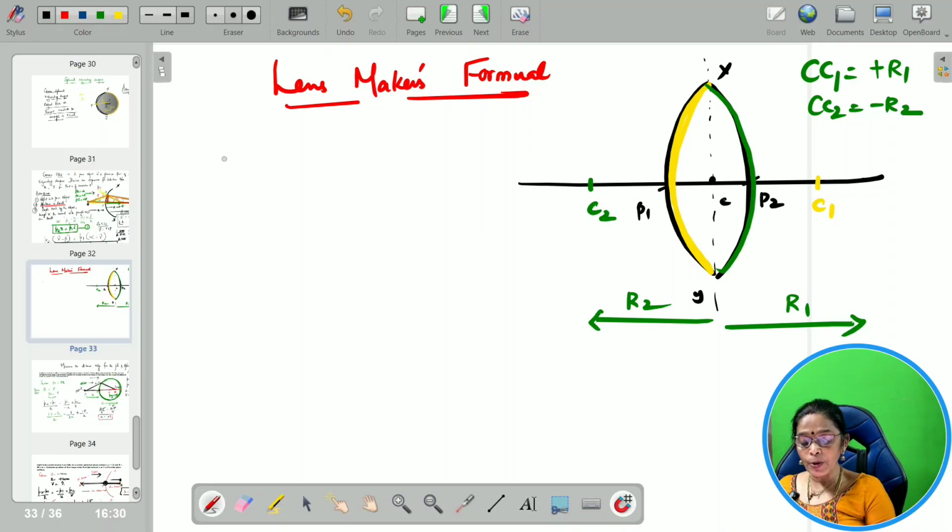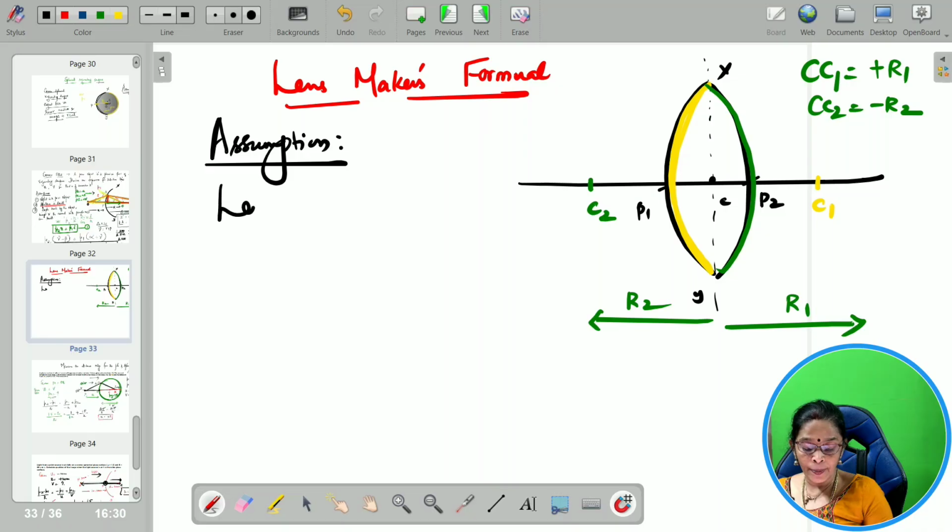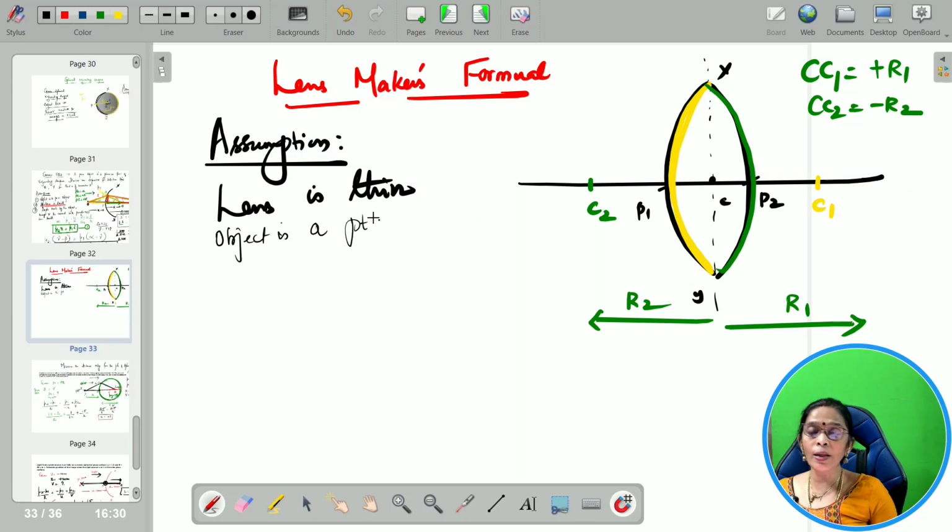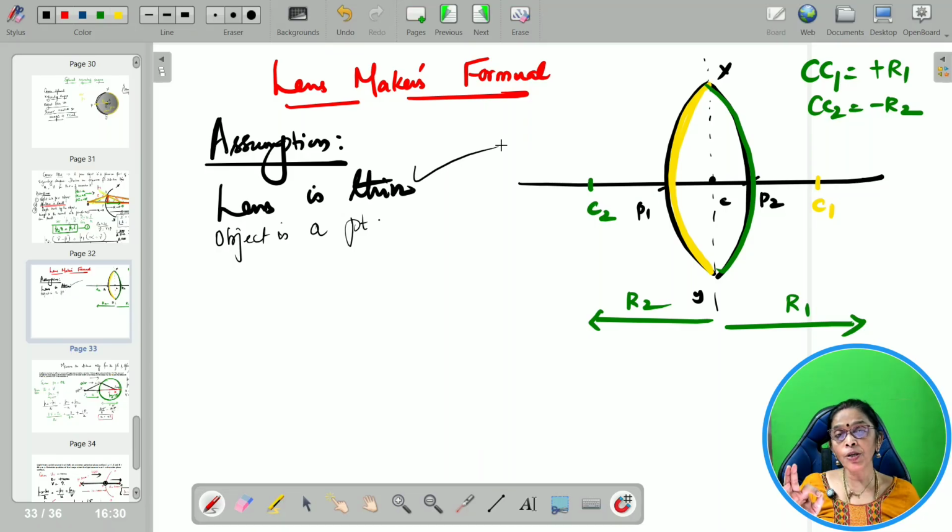Before getting into this lens maker's formula, I have to write an assumption. What is an assumption? That is, lens is thin. And the remaining, you can write: object is a point object, aperture is small. But the major assumption which you have to write is lens is thin. The major sign convention which you have to write is CC1 is plus R1, CC2 is minus R2.